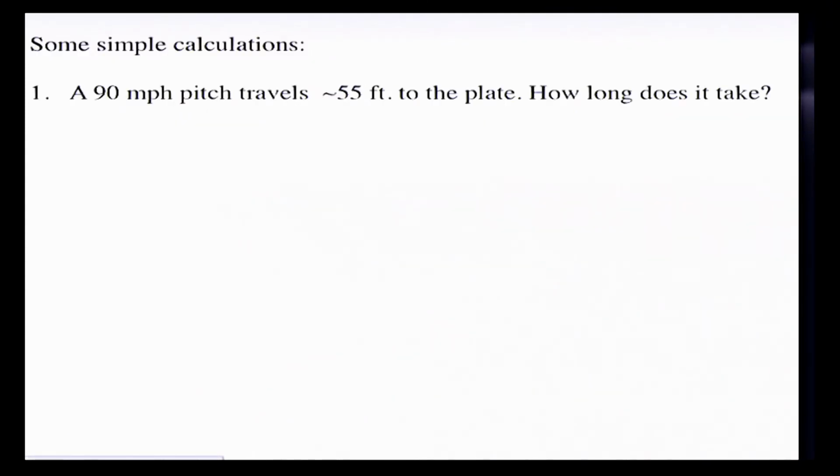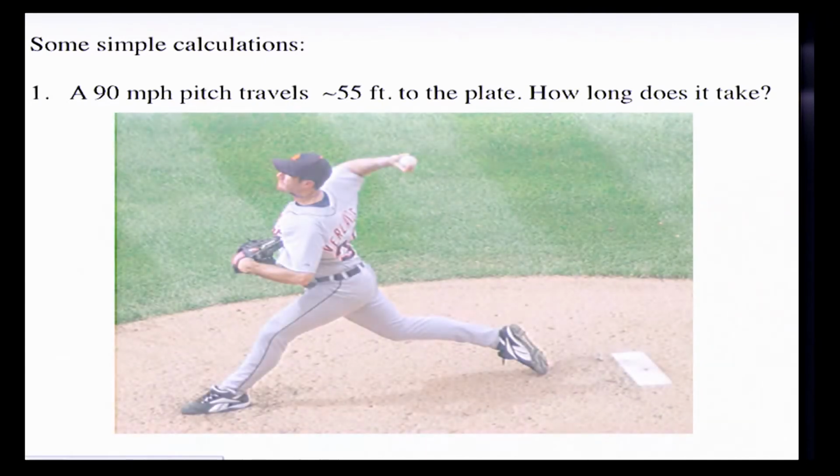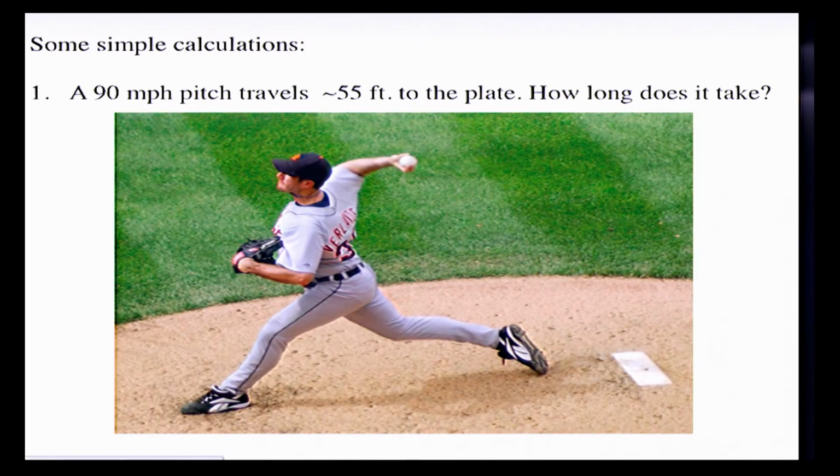Here's something else. Let's see if you can do this. A 90-mile-per-hour pitch travels 55 feet. Remember I said it was 60 and a half? Why is it 55? Well, you'll see Verlander here, where he releases the ball is at least 5 feet. So actually, in the scholarly literature, 55 feet is used as this distance. So it's 55 feet to the plate.